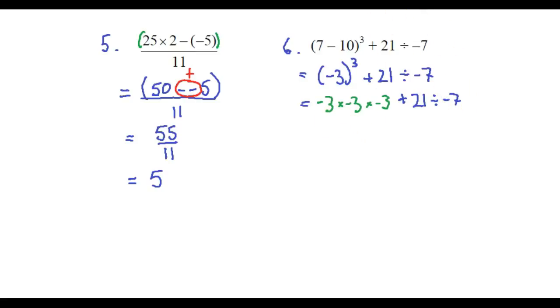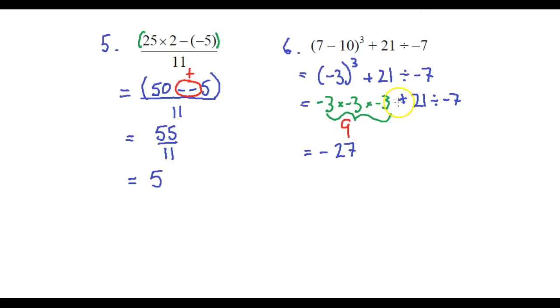Now working out this negative 3 times negative 3 times negative 3 bit, I'm going to do it one step at a time. I'm going to do negative times negative. Well, a negative times a negative is a positive, and 3 3s are 9. Now I'm going to do 9 times negative 3. A positive times a negative is a negative, and 9 times 3 is 27. So that's the first one done.